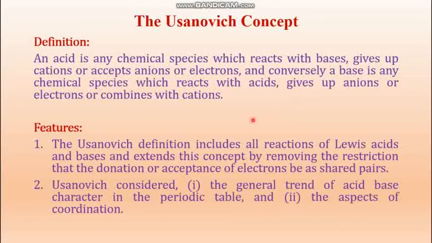That means the species which reacts with base is an acid. The species which can give up cation or accept anion is an acid. Which can accept electrons, this is also an acid. On the other hand, the species which reacts with acid is a base. The species which releases an anion is a base. The species which can release an electron is a base, or the species which combines with the cations, that means reacts with a cation, which is capable to react with a cation, is also considered as a base.